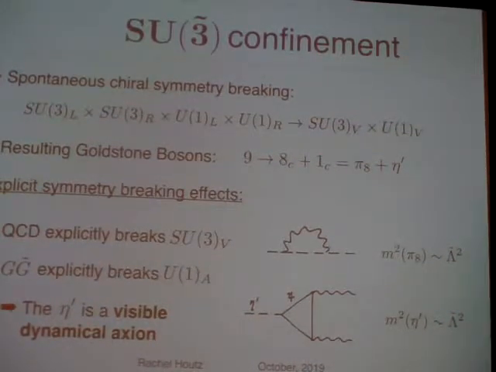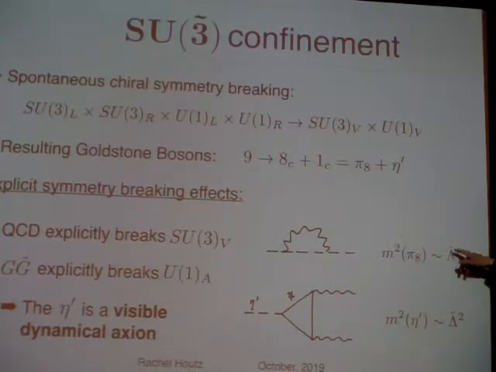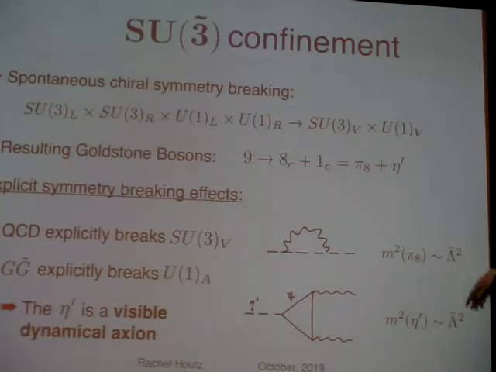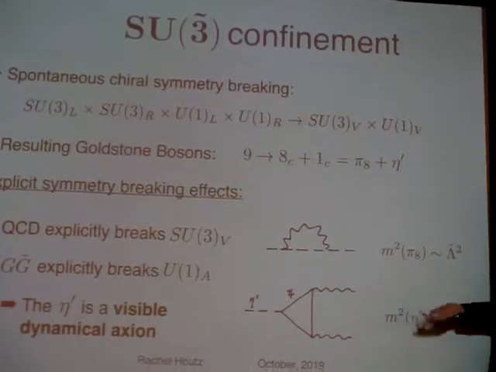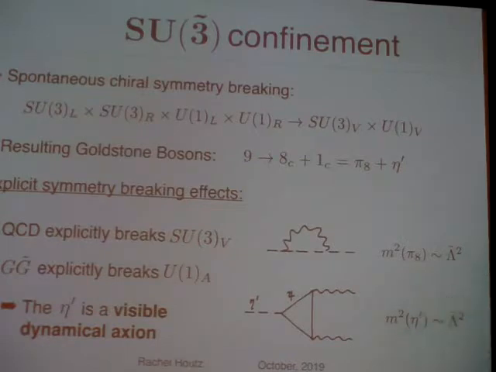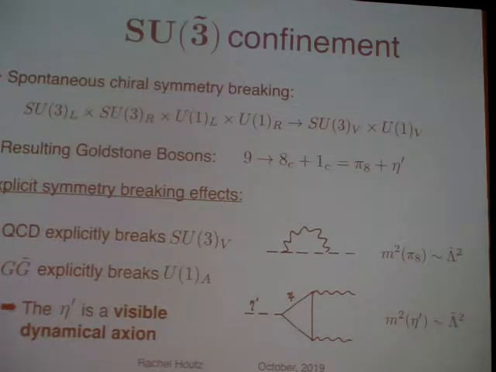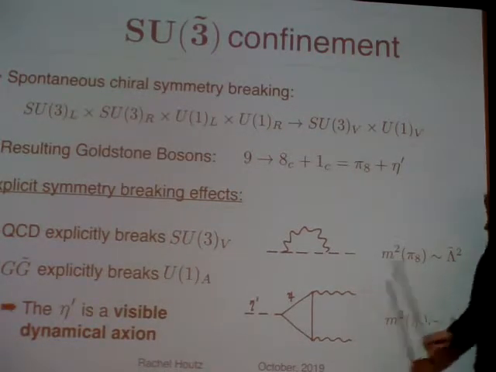It goes like the QCD gauge coupling squared times a group theory factor times the confinement scale, so it's maybe an order of magnitude less than the confinement scale. And then the G G tilde term explicitly breaks the U(1) axial symmetry, and so just like in QCD, the eta prime is driven up to the confinement scale value via the anomalous interaction with the confining gauge group.